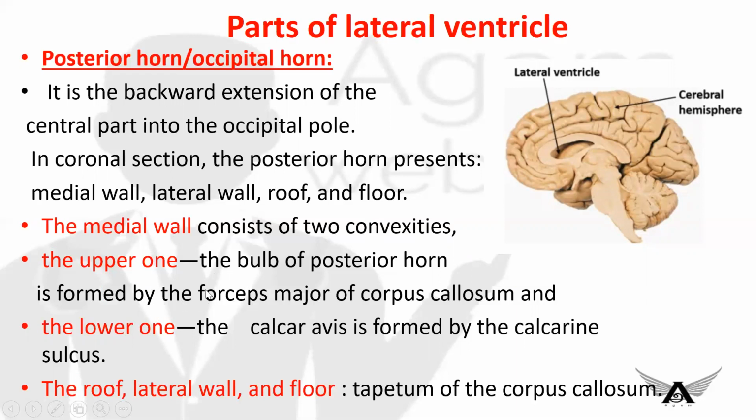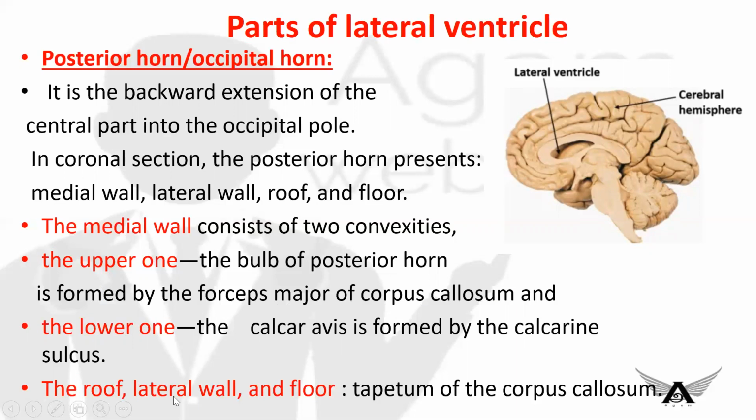The upper one is formed by the forceps major of the corpus callosum. It is also a part of the corpus callosum. The upper convexity is formed by the forceps major of the corpus callosum, and the lower one is formed by the calcarine sulcus. Calcar avis is formed by the calcarine sulcus.